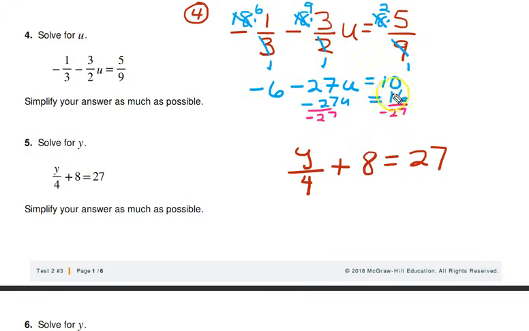And that's about as far as I can go. So u equals a negative, put the negative in the middle there, 16/27.